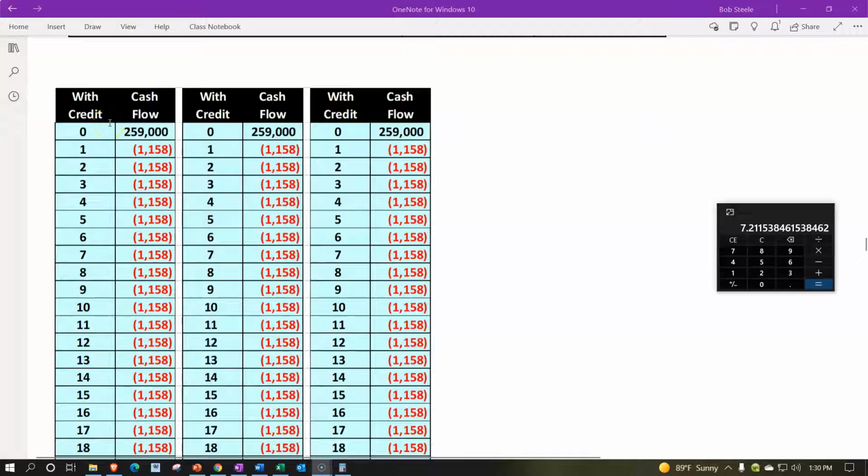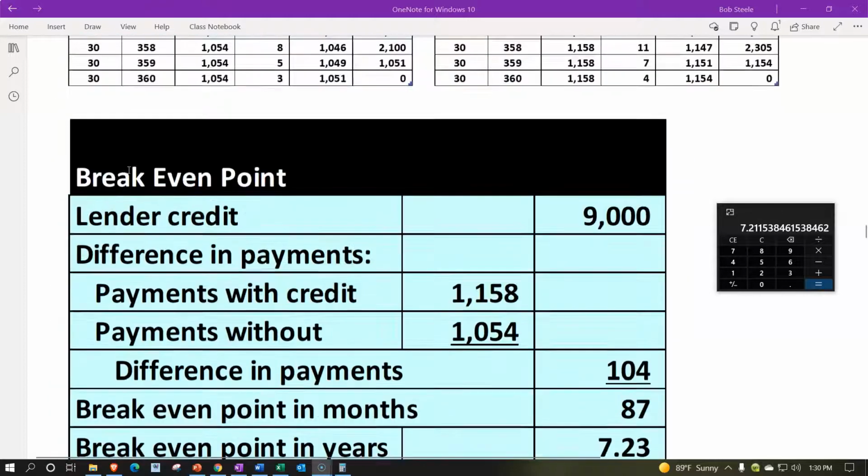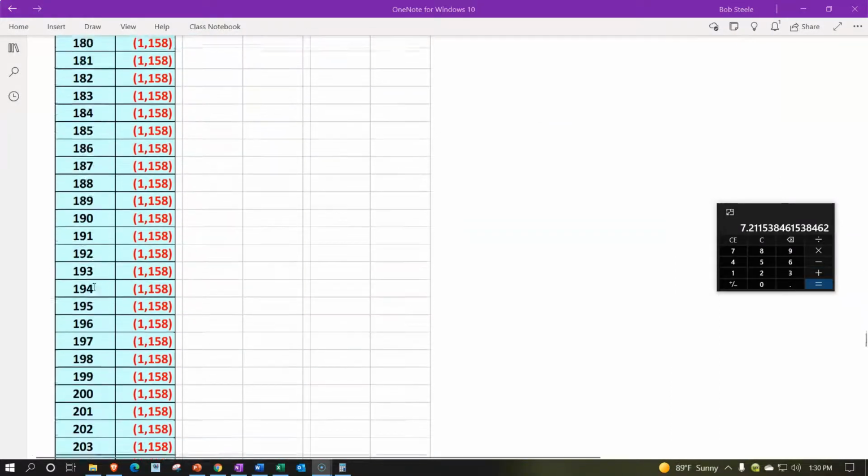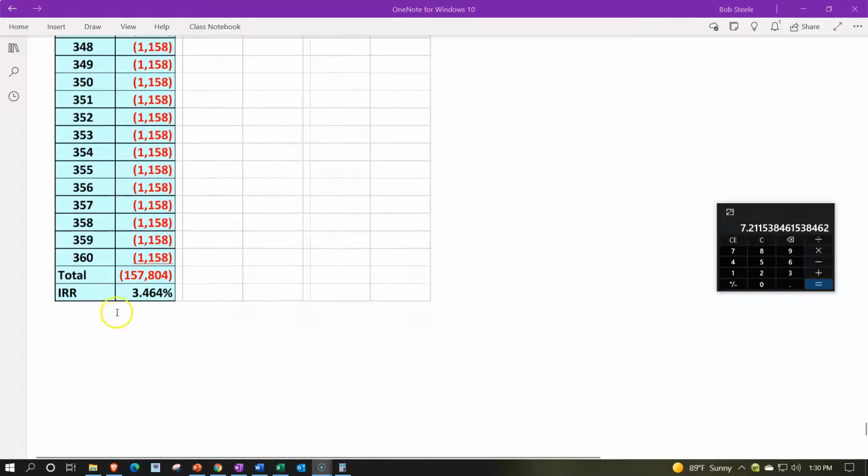We've got the $259,000. Just to verify what this actually means, the $259,000 represents the $250,000 loan that we paid to the seller plus the $9,000 they gave us to pay off the closing costs. Then we took all the outflows, which are the payments that we made, the 1,158, looking at the cash flow all the way down for the 360 time periods, and that would have a net total of negative 157,804. If we took the IRR of this whole series of payments, and then multiplied by 12 to get the yearly rate, this IRR represents the rate at which this series of cash flow payments would be zero. So that would give us 3.464.